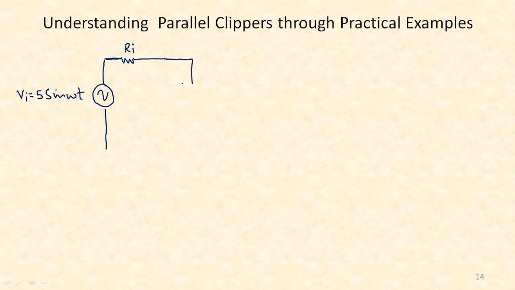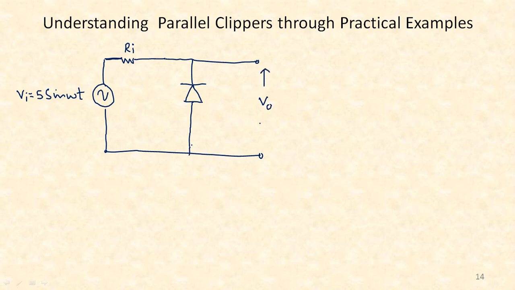Then let me place the diode like this and try to take the output across the diode. I have already told you that even if I do not represent the load resistance here, it is understood that there is always an internal load resistance present which is parallel. Okay, fine. So let me again consider this to be an ideal diode.